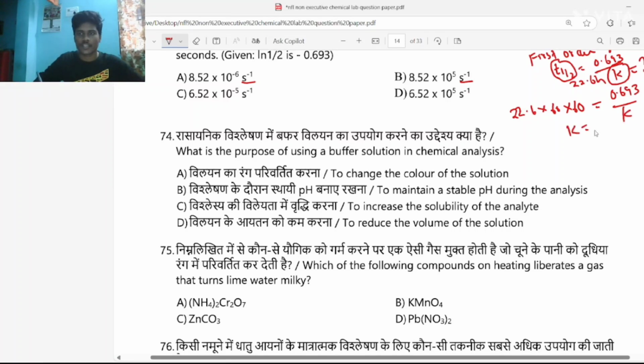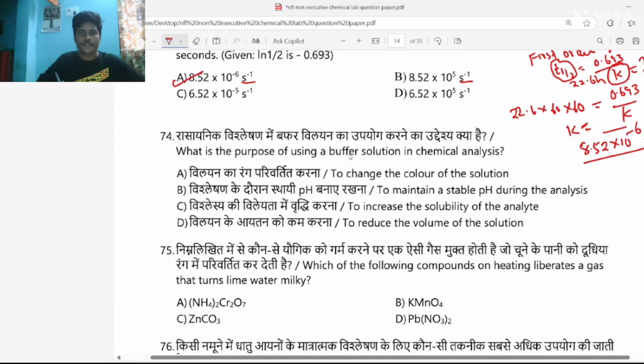So you are going to get option A, 8.52. After solving this, we will get 8.52 into 10 to the power of minus 6 second inverse as the correct answer. Next, 74. What is the purpose of using a buffer solution in chemical analysis?